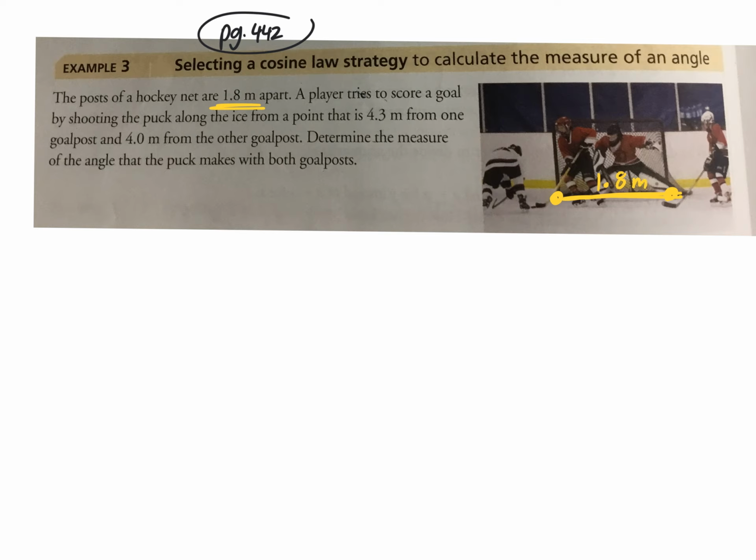A player tries to score a goal by shooting a puck along the ice from a point that's 4.3 meters from one goalpost. So let's say the player's here, and he's shooting the puck. He's 4.3 meters away from one of the goalposts and 4 meters away from the other goalpost. So he's not directly in the center of the two goalposts, right? Because he's further from one. So let's say he's further from this one, 4.3 meters, and from this one, he's 4.0 meters. Does that make sense? Okay, it's not an isosceles triangle. One length is longer than the other.